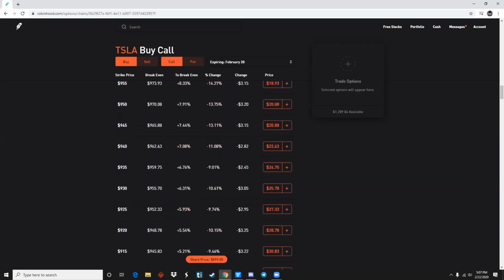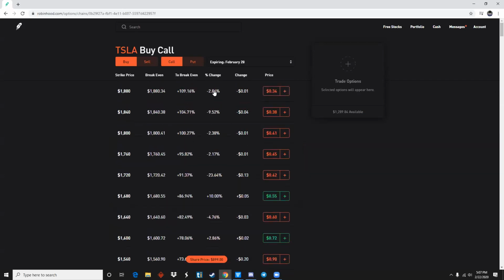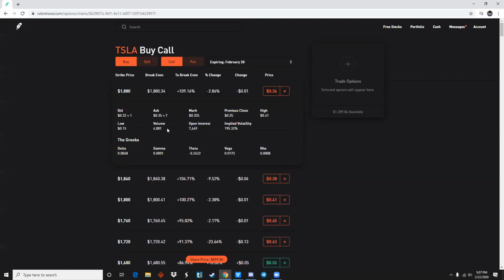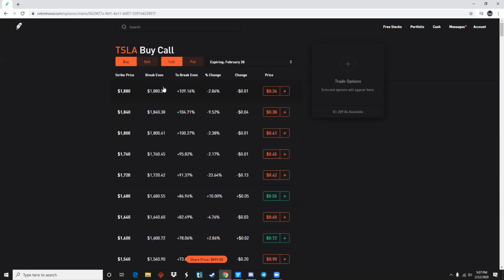I don't want to be the guy trying to find an option way up here at $1,888. And yeah, it's 34 cents. It's cheap, but it's low interest. There's not a ton of volume for these things. And you've got to realize these options have an expiration date. It's not like I can buy an option and hold it for however long I want to.